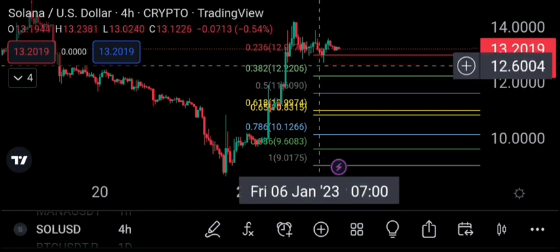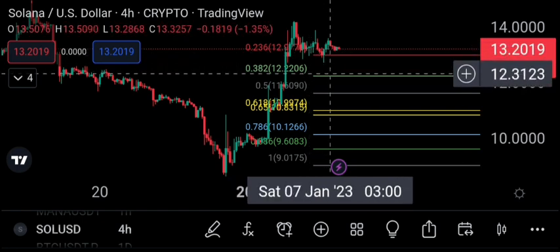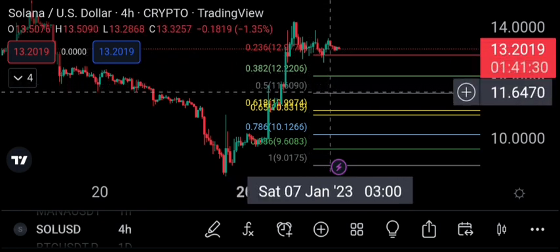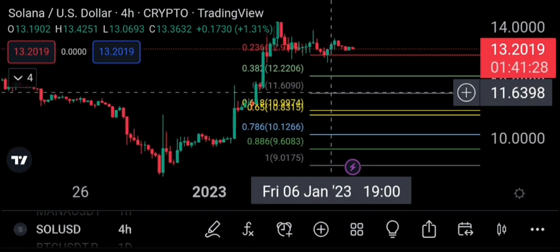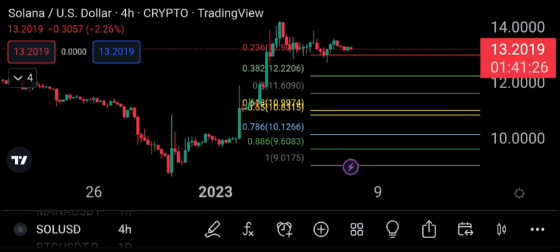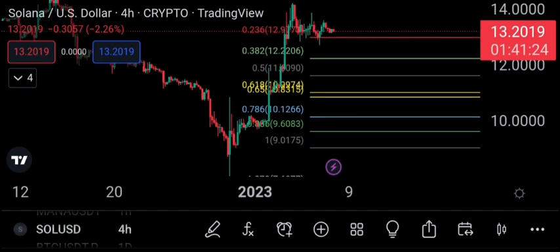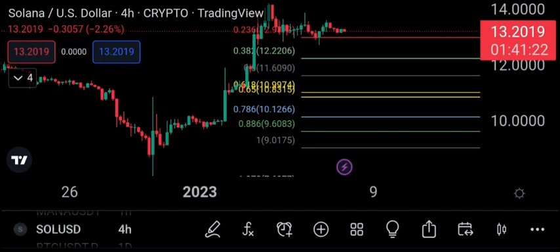As you can see, the wave 4 over here has targets to the downside. It could go all the way down to the 11.6090 and still be a valid wave 4. So there is a risk of a pullback on Solana to the downside up to 11.6090 and still have a move to the upside.